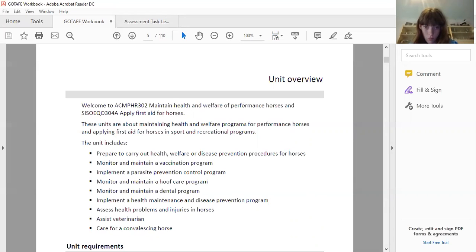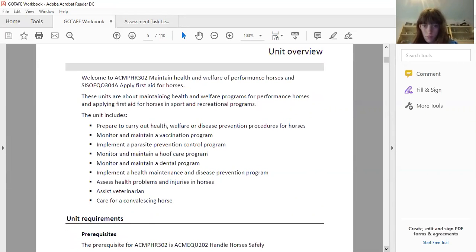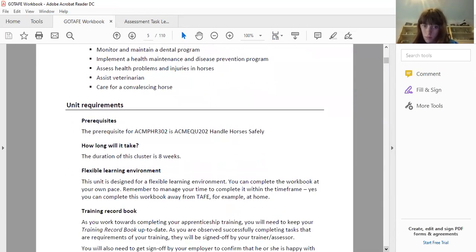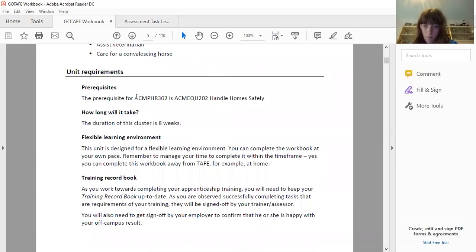So it's your 2 first aid units together that are being delivered in this cluster. And these dot points show you what should be covered within this workbook and what you're being assessed against. So you can read through those as you have the time. Prerequisites for 302 is handle horses safely. Your maintain horse health unit doesn't have a prerequisite, or it's the other one. One of the 2 doesn't have, sorry, apply first aid doesn't have a prereq, but this one does.